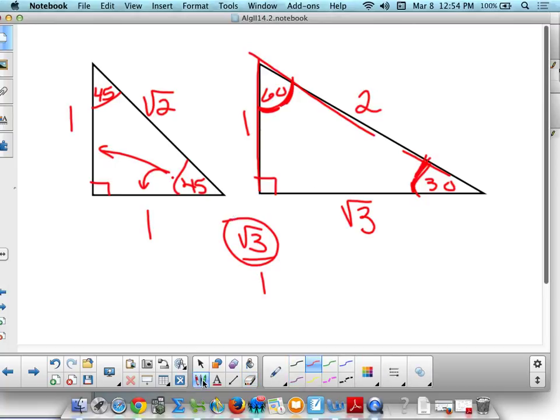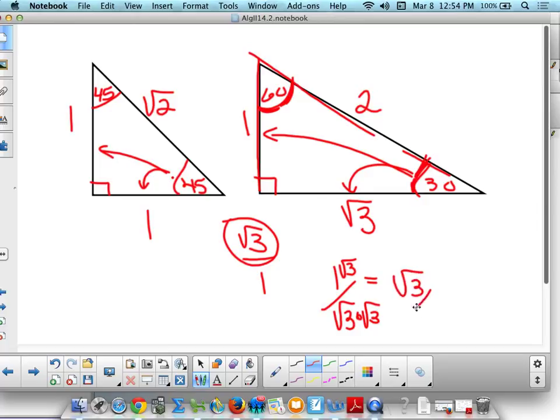So let's look at 30. Opposite 1 over adjacent square root of 3. Does that look like what you have? Yeah. Well, not really until you do what? Rationalize the denominator to get what? Square root of 3 over 3. Oh, it is what I was looking for. It's a 30. Okay?